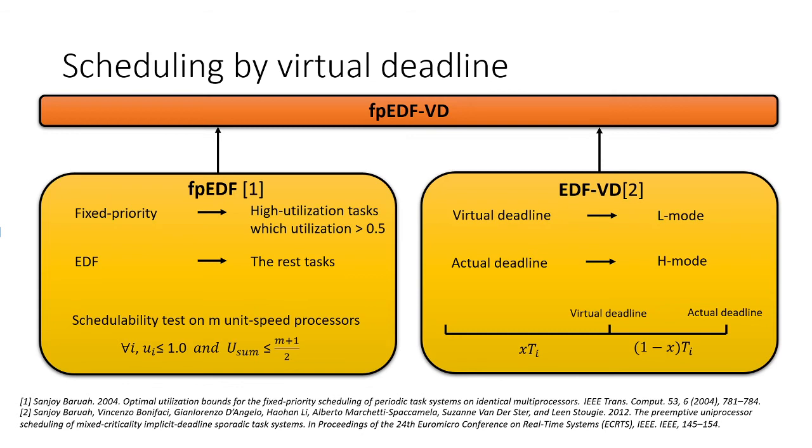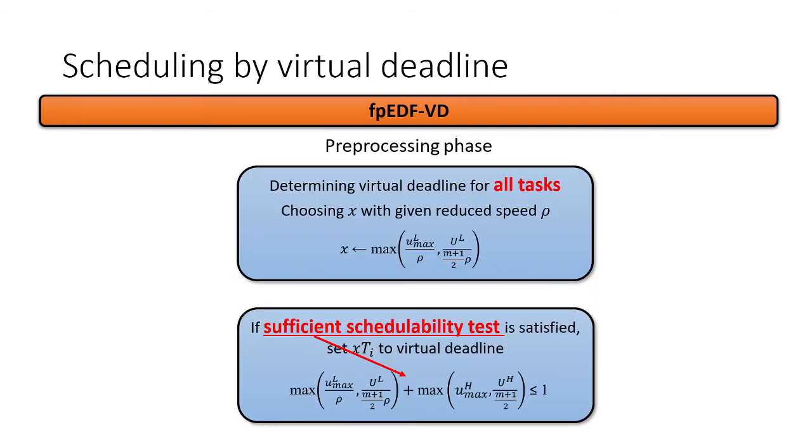Our FP-EDF-VD has two phases. First is choosing X with a given energy conserving speed rule. The difference between EDF-VD and our model is that we give all tasks a virtual deadline which is smaller than their actual deadline when the system is in low mode, and keep low criticality tasks in high mode.